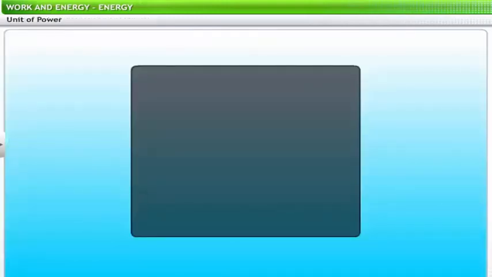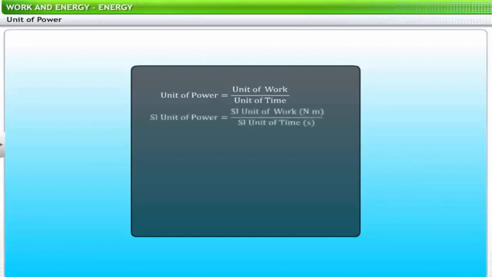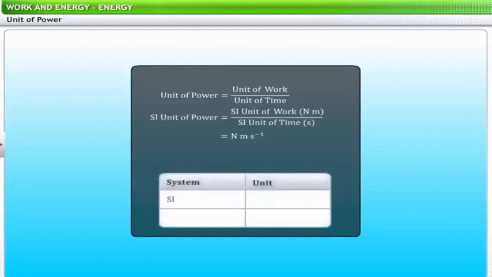Since power is the ratio of work done to the time taken, unit of power is unit of work divided by unit of time. In SI system, unit of work is Newton meter and unit of time is second. Thus, the unit of power in SI system is Newton meter per second. 1 Newton meter is 1 joule. This gives the SI unit of power as joule per second, which is watt. In the CGS system, power is measured in erg per second.